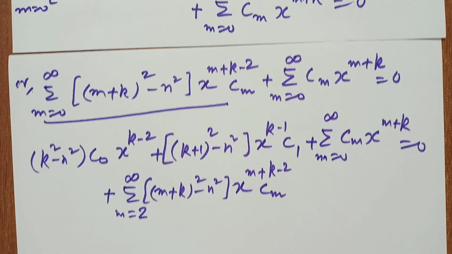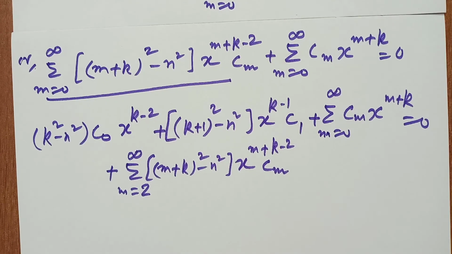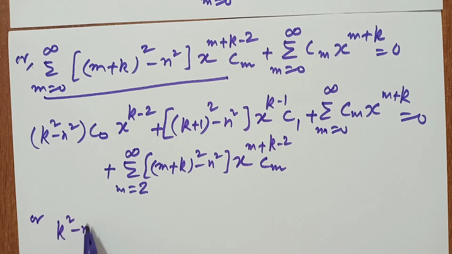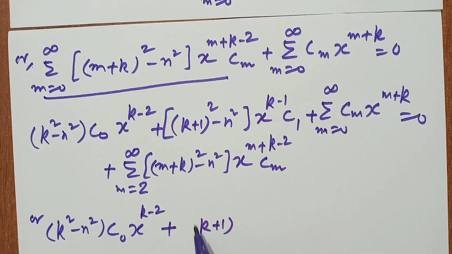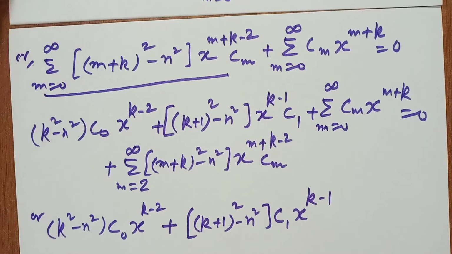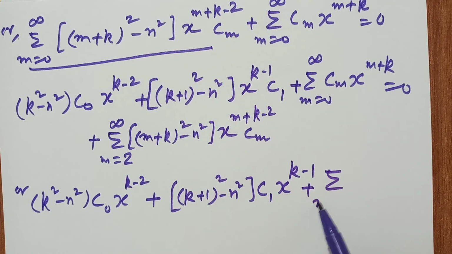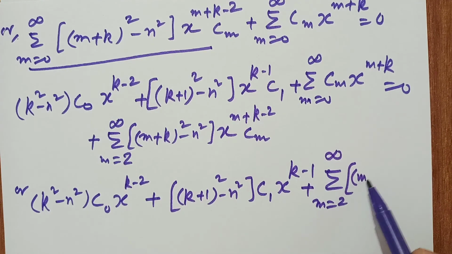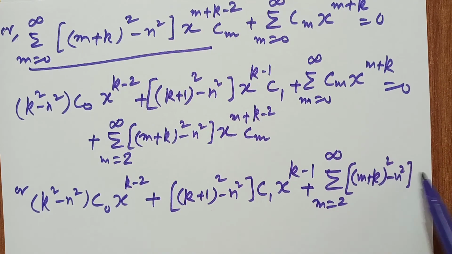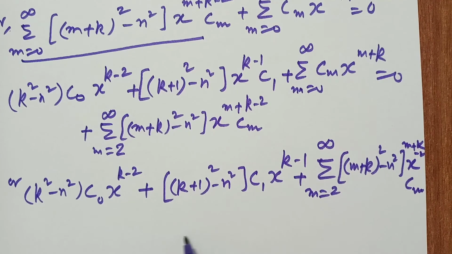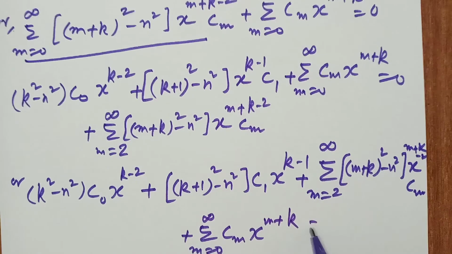Okay, so now we need to calculate the initial equation. This can be written very systematically: k square minus n square C0 x to the power k minus 2 plus (k plus 1) square minus n square C1 x to the power k minus 1 plus sigma m equal to 2 to infinity (m plus k) whole square minus n square x to the power m plus k minus 2 into Cm plus the last, m equal to 0 to infinity Cm x to the power m plus k equal to 0.